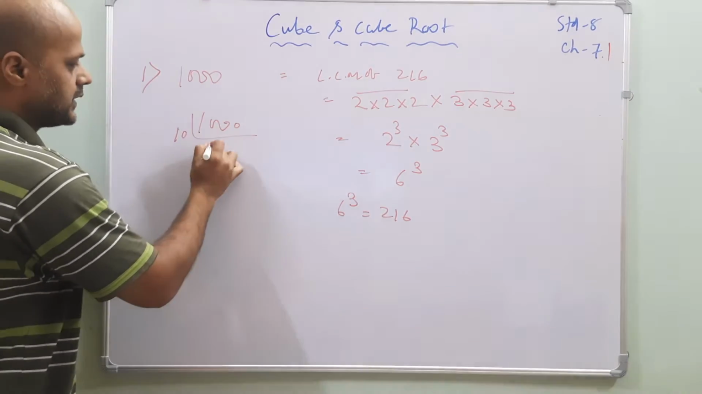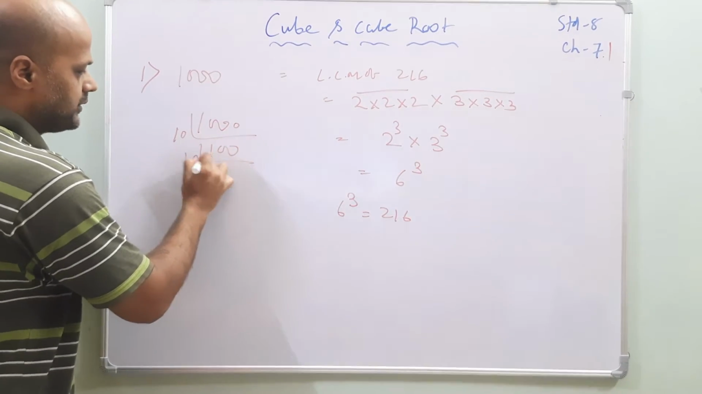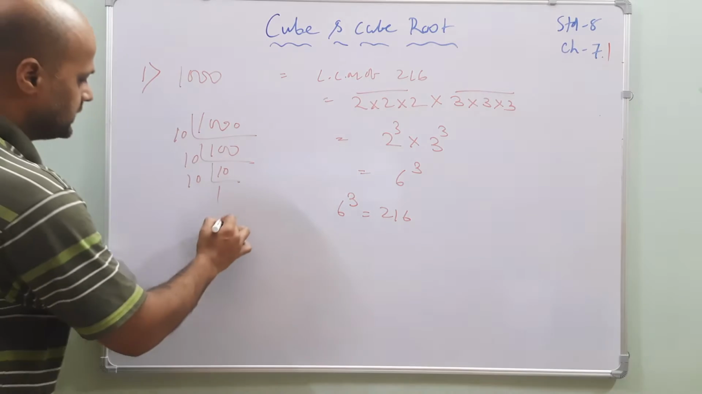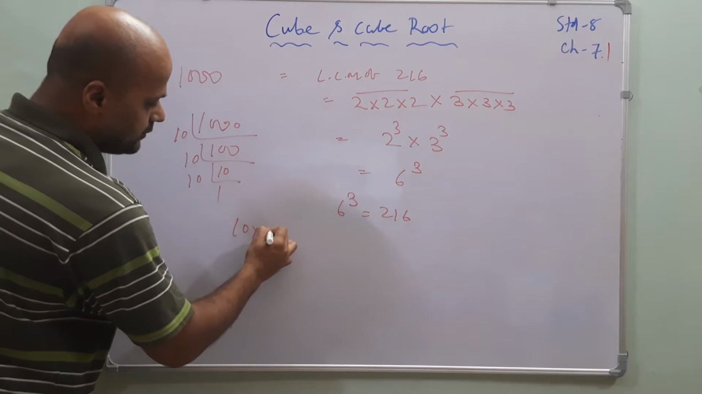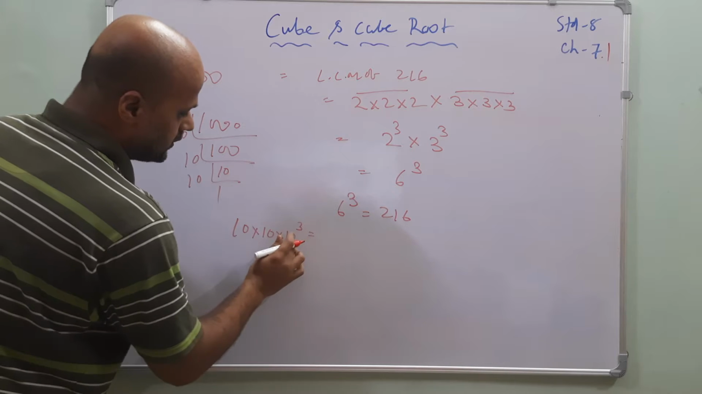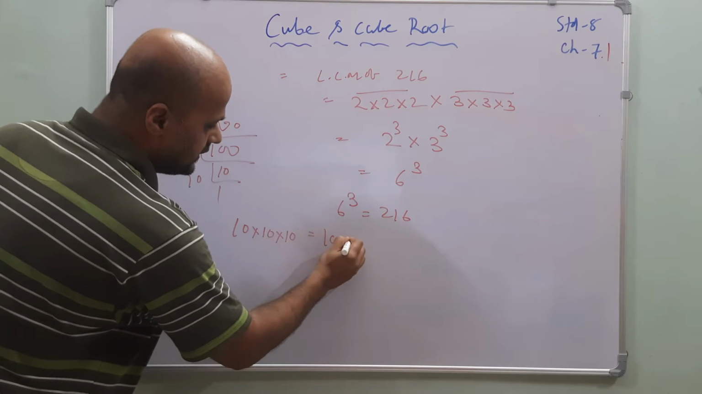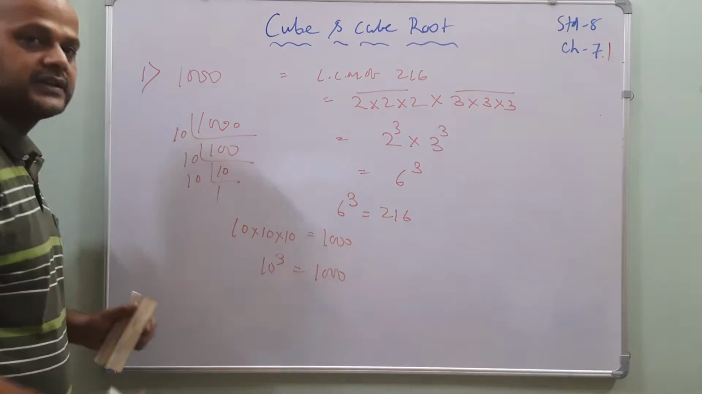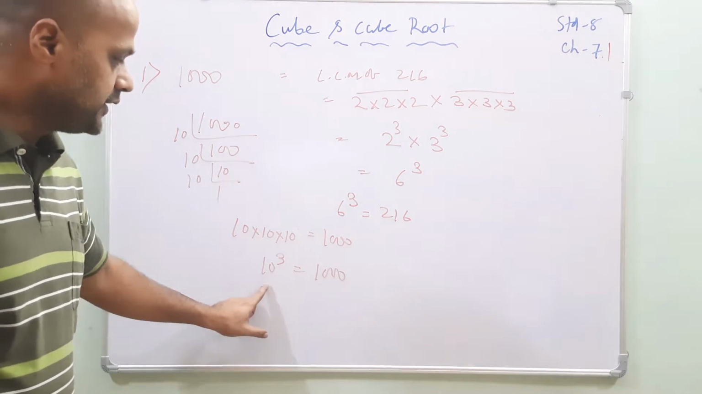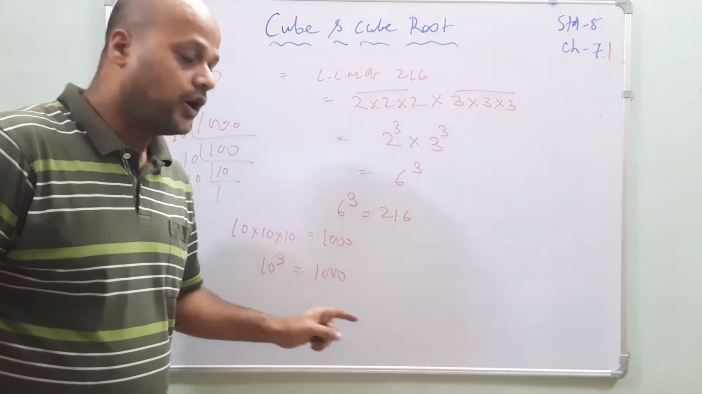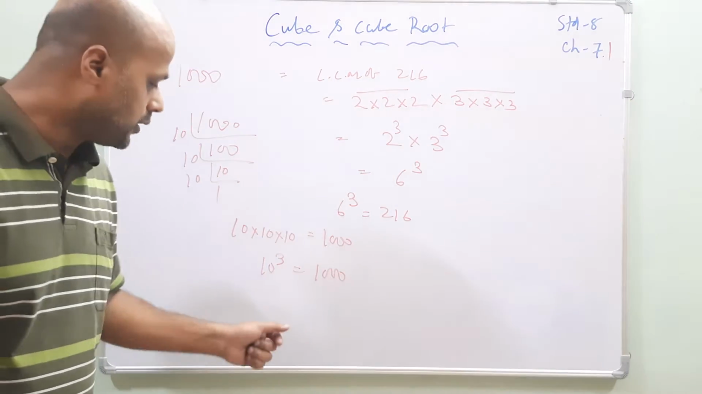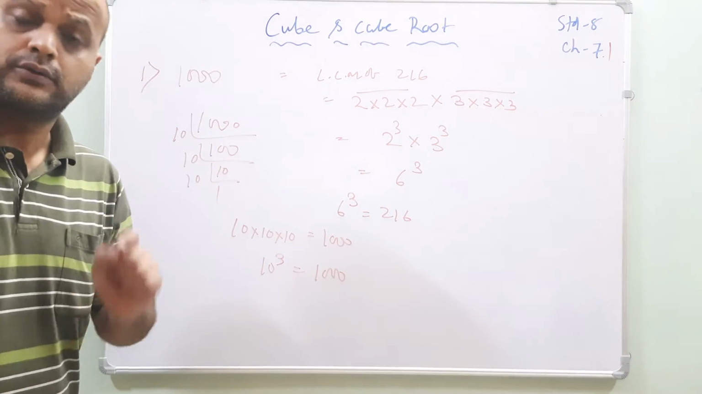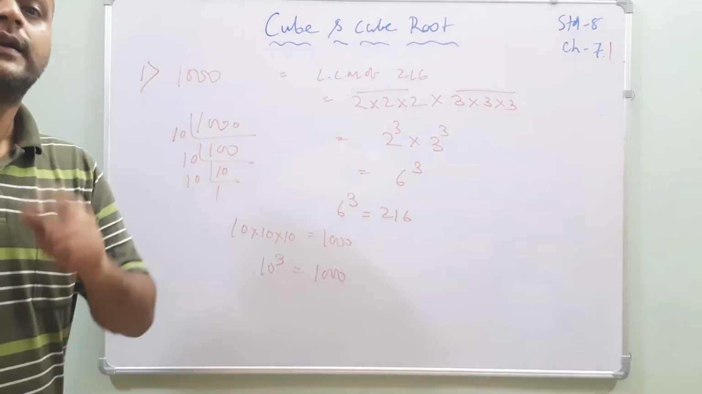So we know that 10 divides that number 1000. If I multiply 10 thrice, the result is 1000, so I will say that 10 cube is 1000. Or, 1000 is the cube of which number? 10 it is. Understood, my dear friends? This is the simplest example I am giving you. Let's go to another question.